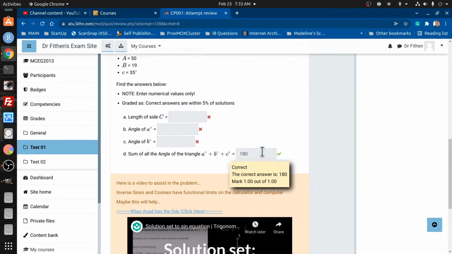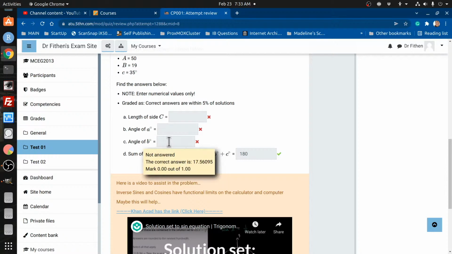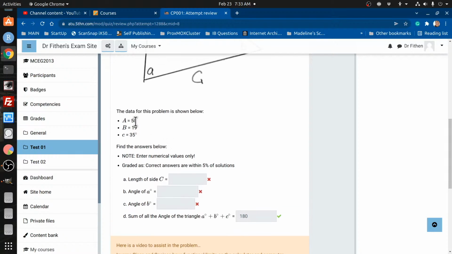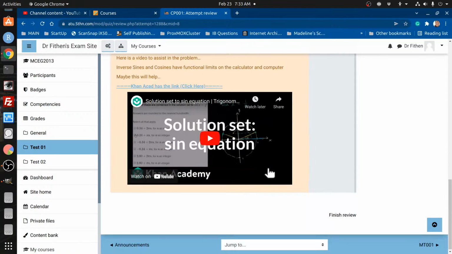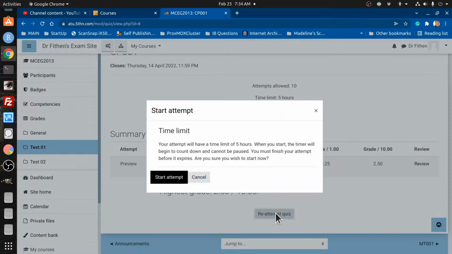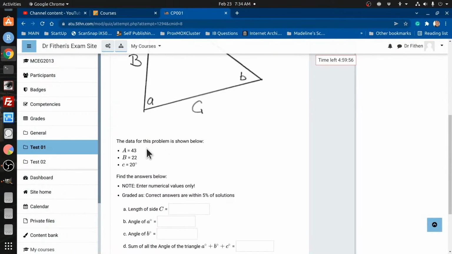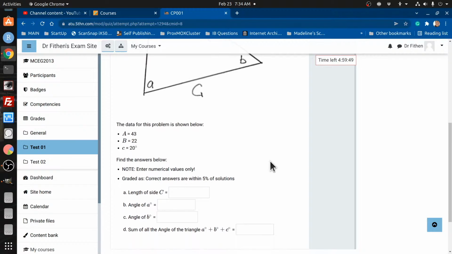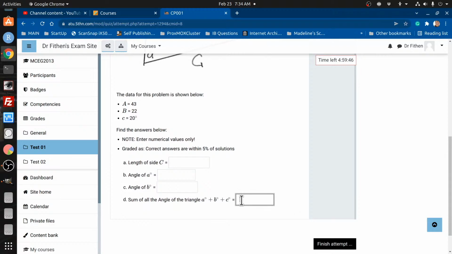What you'll notice is, yes, I got one of them correct. But if you hover over each of these, it'll tell you the correct answer. But now, what happens is, just remember 50, 19, and 35. Now, it's 43, 22, and 20. So the numbers change each time you go through the problem. Now this remains the same. It'll be 180. So you solve it.